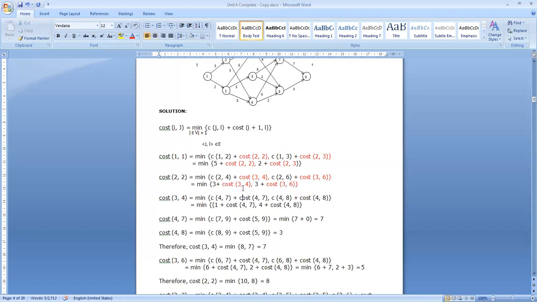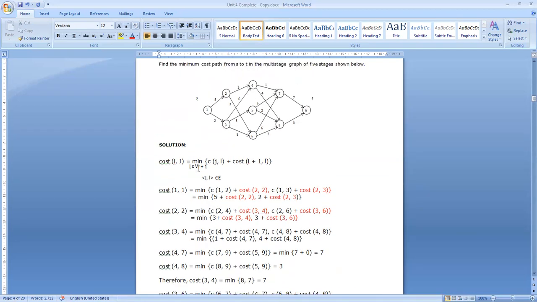Now, what is this cost of 3 comma 4? Cost of 3 comma 4, what does it mean? Minimum cost path from vertex 2 in the stage 3. Now you see vertex 4. Vertex 4 is connected with vertex 7 and 8. So minimum of C47 plus minimum cost of vertex 7 in the stage 4, comma C48 plus minimum cost from vertex 8 in the stage 4.